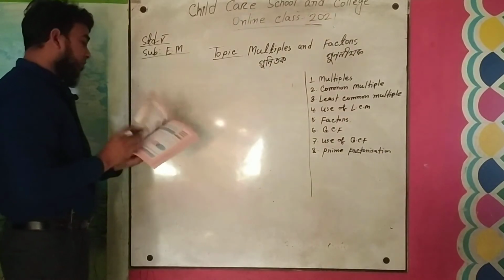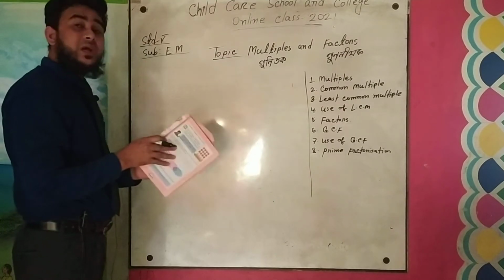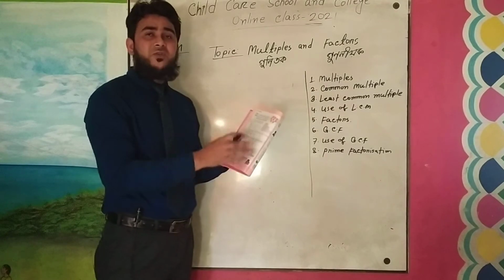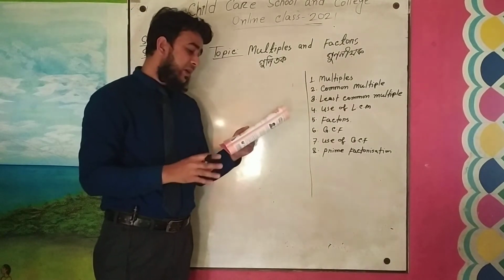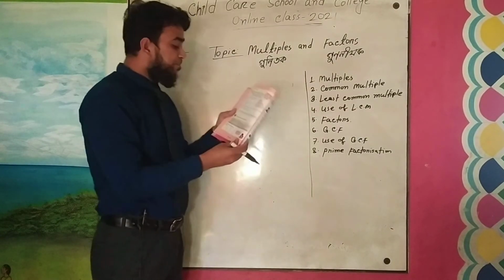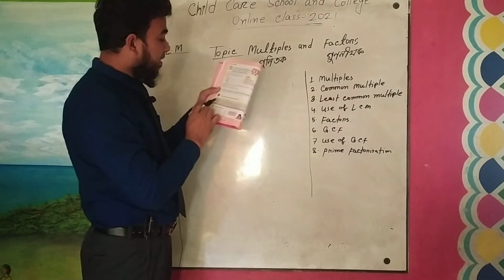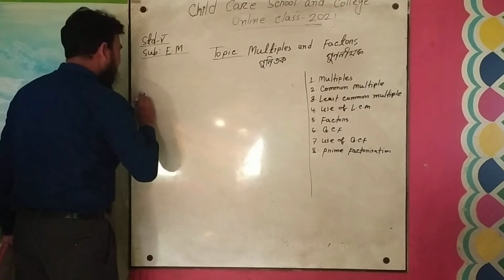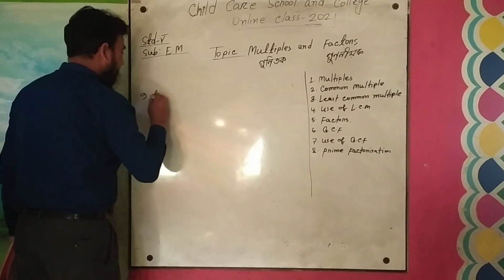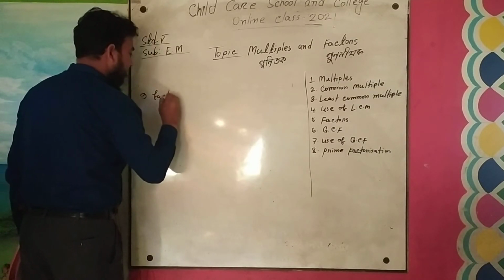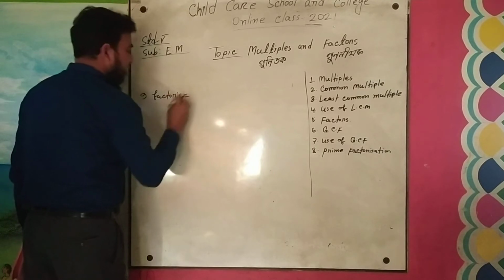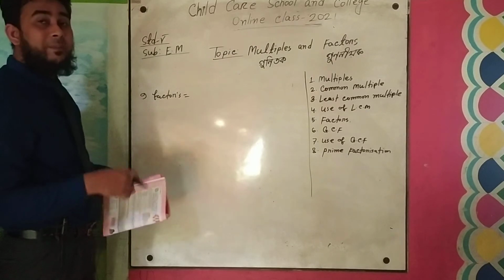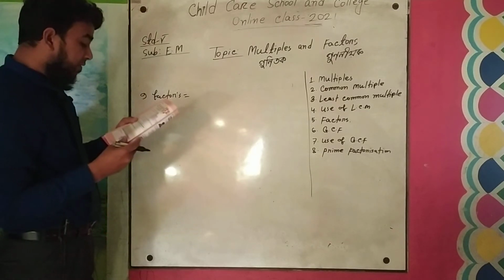Now come to page number 30, please. Okay, there is some discussion in your textbook. If you read this, then you can easily understand and easily do this. Look here in your textbook, factors. If you write the factors of 9, factors mean by which number we can divide 9.